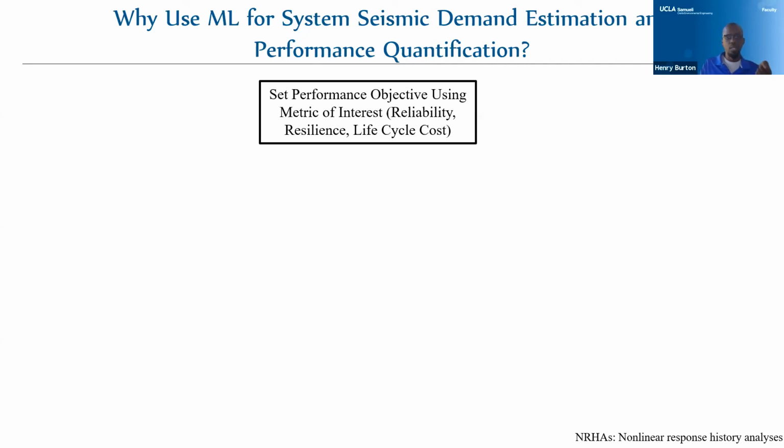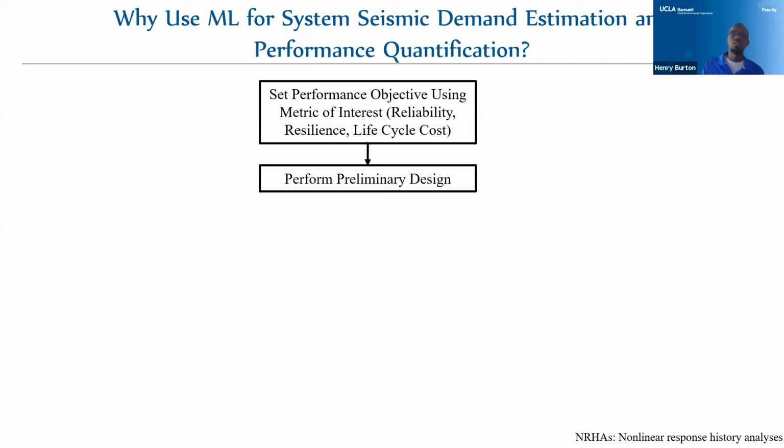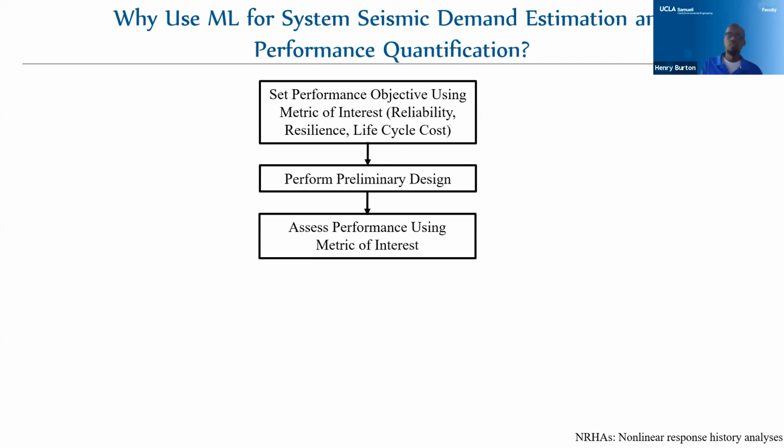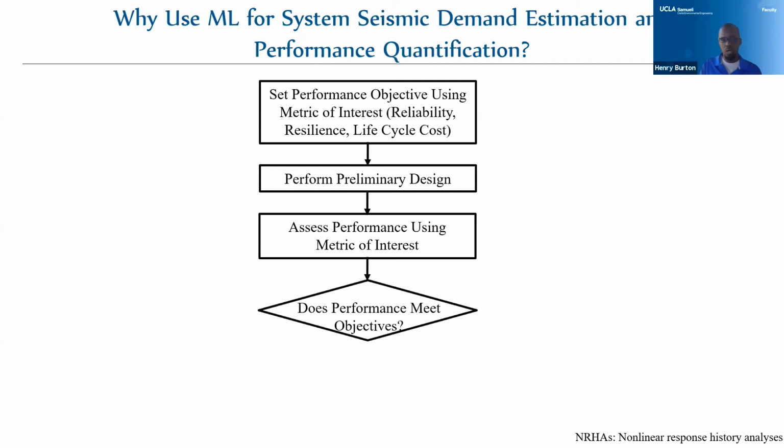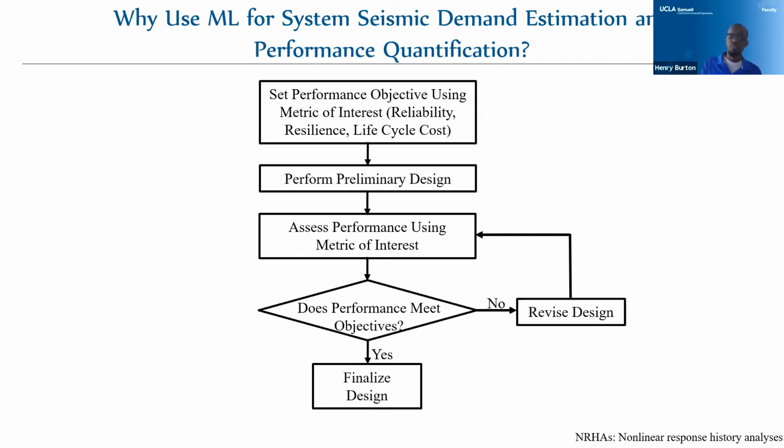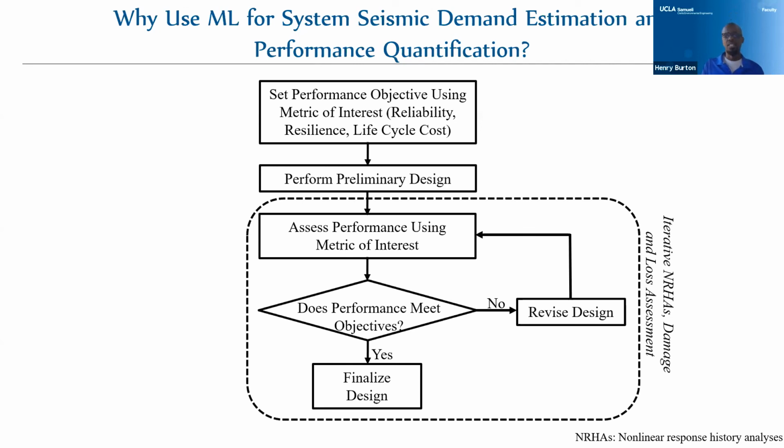So the way it works is, you set some performance objective for your building that could be based on reliability, resilience, life cycle cost. You do a preliminary design. You assess the performance using some metrics. So the second generation PBE framework is one that we work with a lot. You check to see if your performance meets the objectives. If it does, then you finalize the design. If it doesn't, you revise the design. And there's this iterative process here, right?